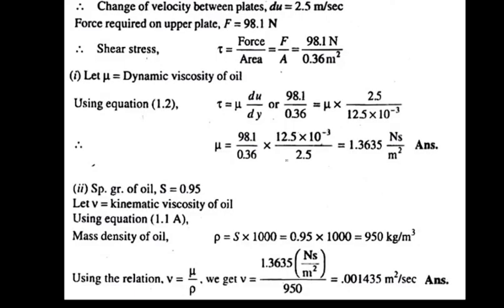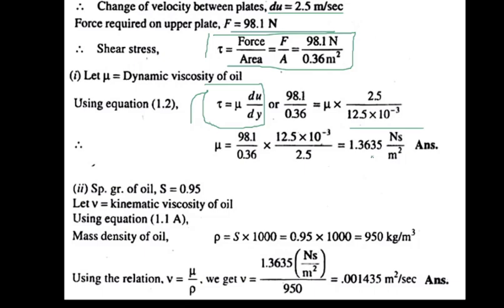The change of velocity between the plates is du, 2.5 meter per second. The force required on the upper plate is 98.1. Shear stress tau is equal to force by area, so 98.1 Newton by 0.36 meter square. Let mu be the unknown. The only formula we know is tau is equal to mu into du by dy. So 98.1 divided by 0.36 is equal to mu into 2.5 divided by 12.5 into 10 power minus 3. Calculate it, and you will get the value of mu, that is 1.3635 Newton second per meter square.